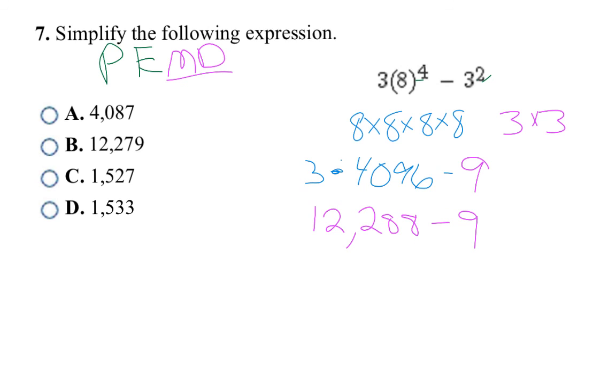So there's no more multiplication or division. So I move on to the addition and subtraction part, and that's left to right also. I just have the one subtraction to do. And so when I take 12,288 and subtract 9, my answer is 12,279, which is going to make my final answer B.